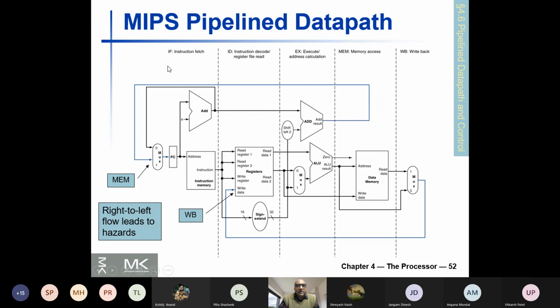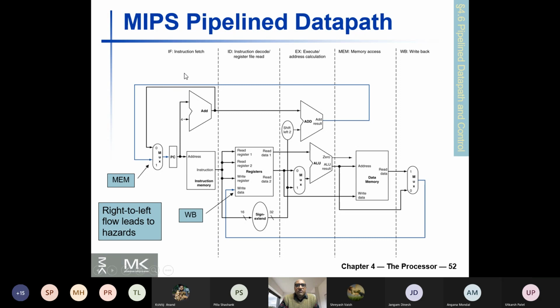But here the clock cycle duration is much smaller compared to the earlier one, because earlier the clock cycle was required for execution of the whole instruction. But here the clock cycle is required for execution of a particular stage. So obviously the clock period will be much smaller, and we'll assume that each stage will be executed in one clock cycle.